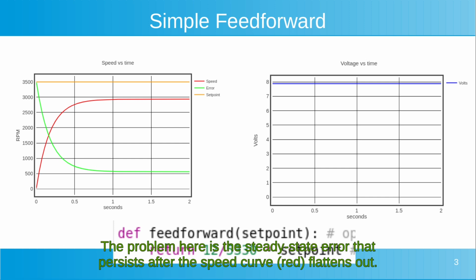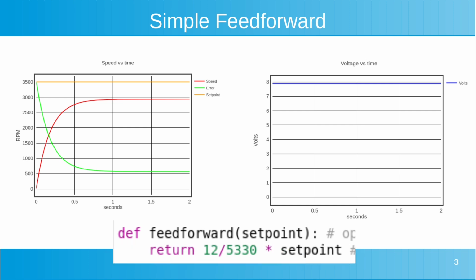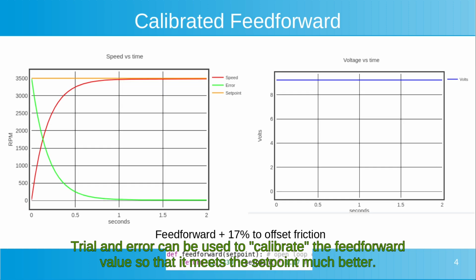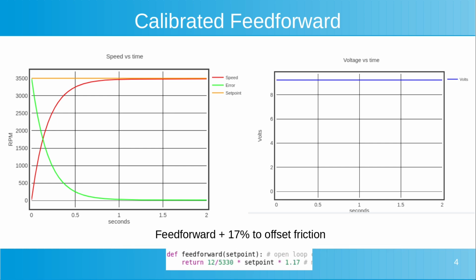As you can see, we still have a significant amount of steady state error after the speed curve flattens out. However, after some experimentation, you can apply a correction value to calibrate the feedforward value so that it does meet the set point very closely. In this case, I needed about 17% extra feedforward voltage in order to closely match the set point.